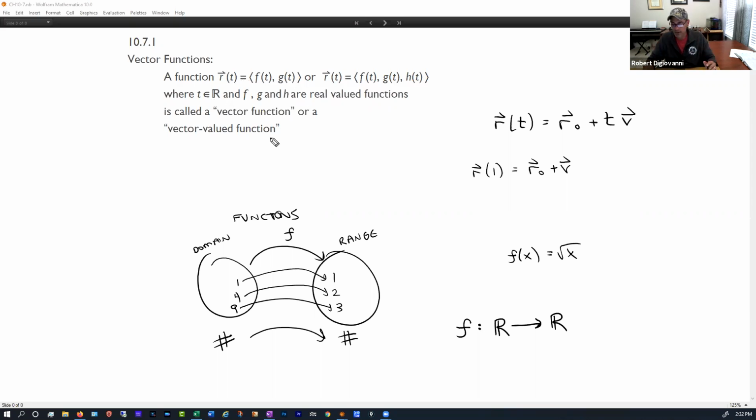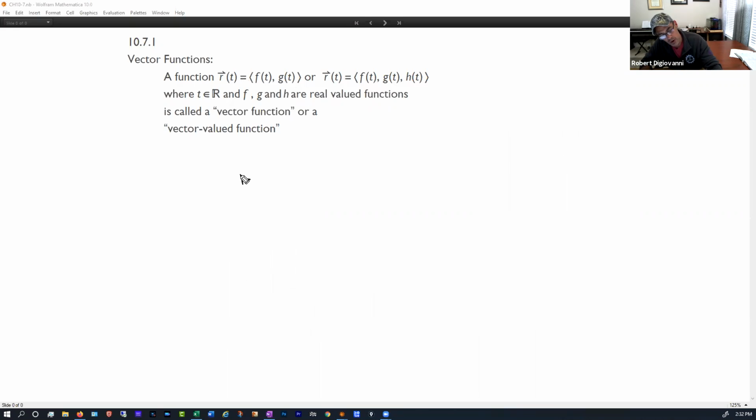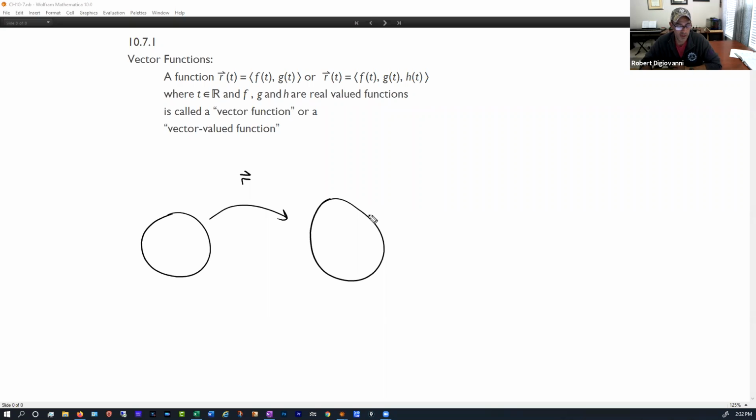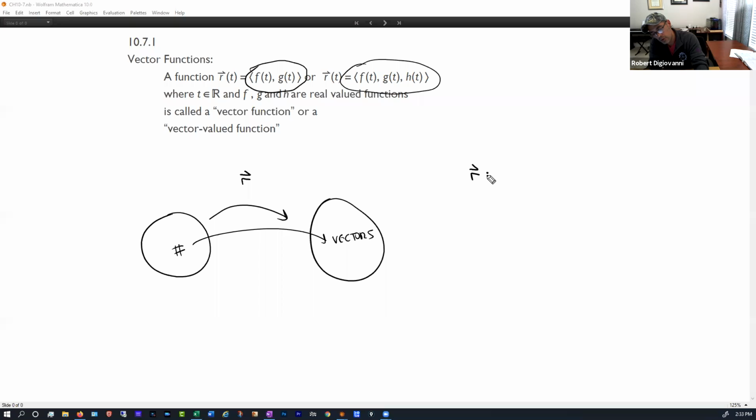So the idea here, I'm going to clear this, is that we now have this function r. It's going to take things in and spit things out, but it's not doing numbers to numbers. It's doing numbers to vectors. And that's very different than what we've done in the past, right? So it could take a number in and spit out a two-dimensional vector. That would be this case. Or we could take a number in and spit out a three-dimensional vector. So this vector function r could take a number in and spit out a two-dimensional vector, which would mean it goes from one dimension to two. Or it could take a number in and spit something out in three-dimensional space.